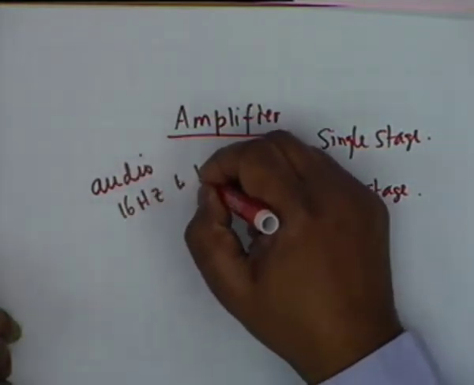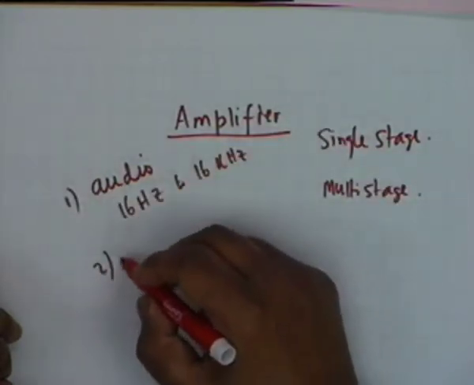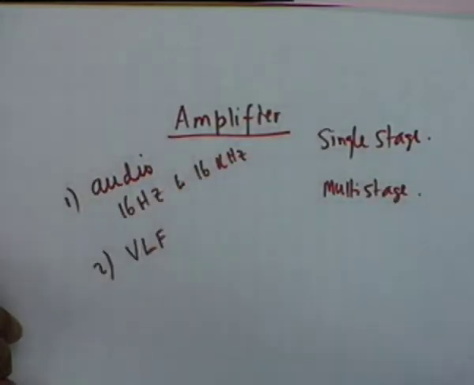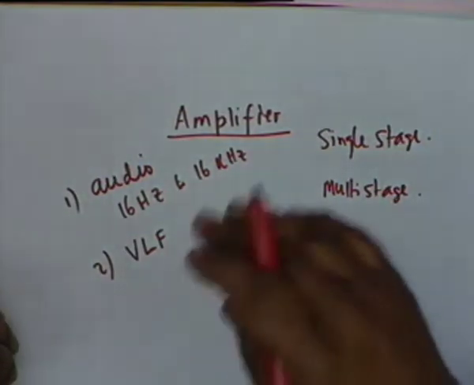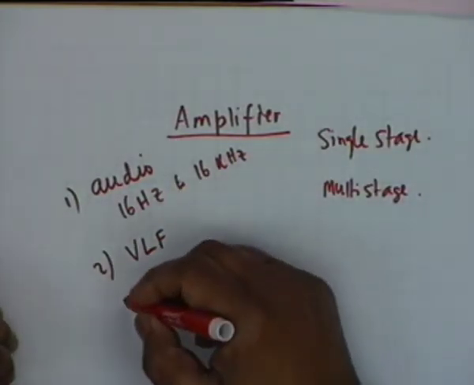16 Hz to 16 kilohertz. You can have, for example, VLF amplifiers, very low frequency amplifiers, like those used in biomedical applications, where frequencies encountered are of the order of a fraction of a hertz, or in process control, a sulfuric acid plant, where the variations are very slow, very low frequency amplifiers.